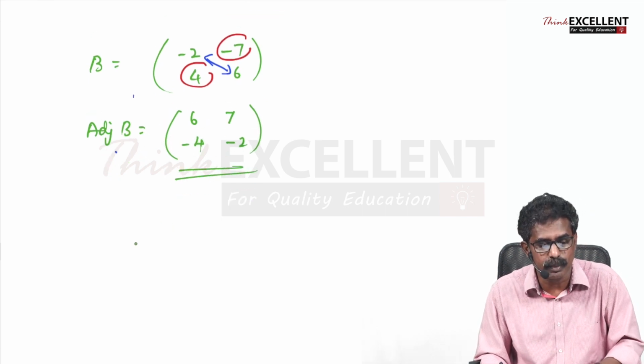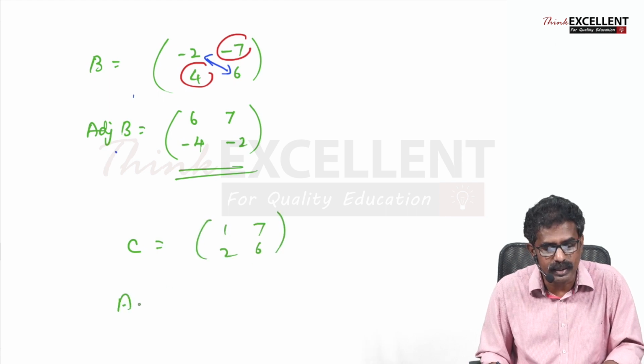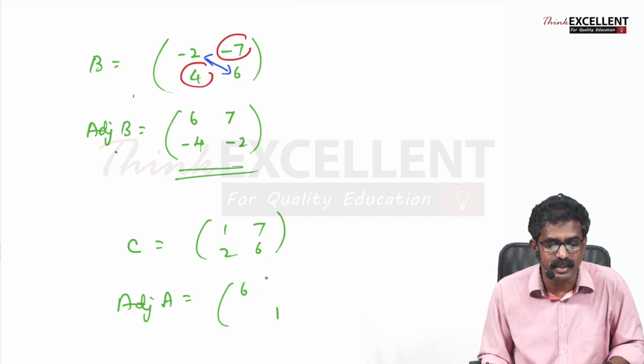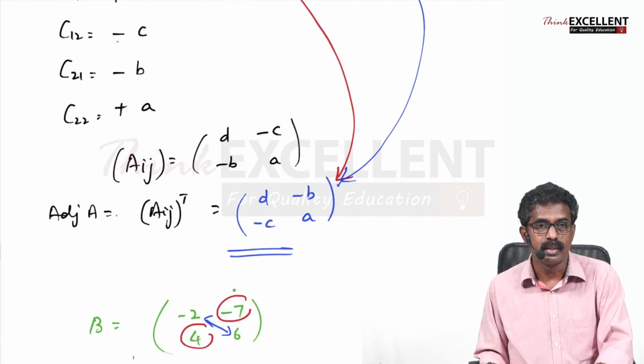Listen, one more sum you see. Suppose C equal to 1, 7, 2, 6. What is adjoint C? Principal diagonal interchange. 1, 6, you write 6, 1. Other two elements, you change the sign. 7, you write minus 7. 2, you write minus 2. If it is 0, you write 0 only, minus 0. Same thing, right? Okay, so almost you finished.